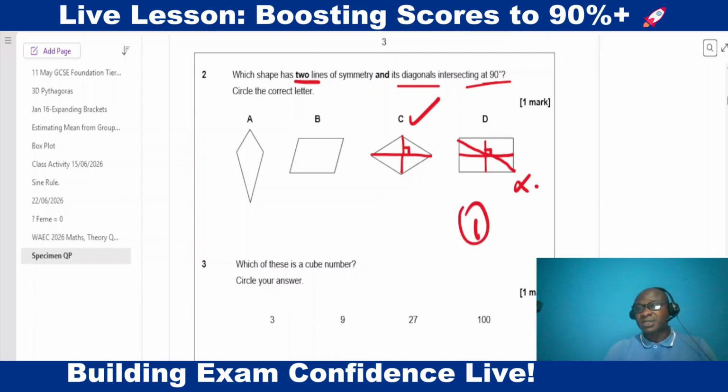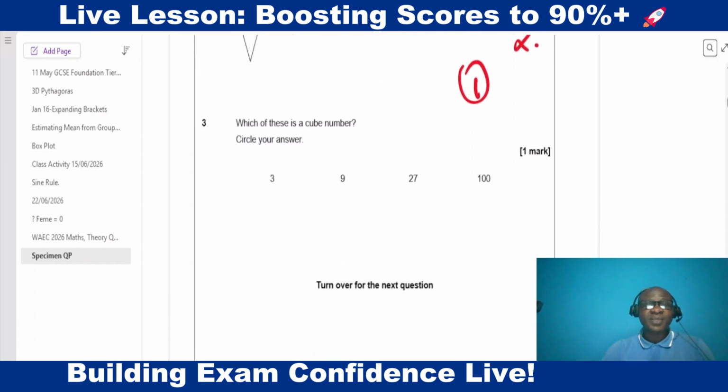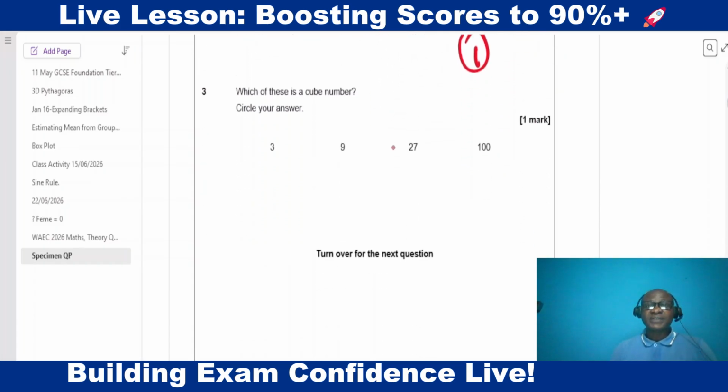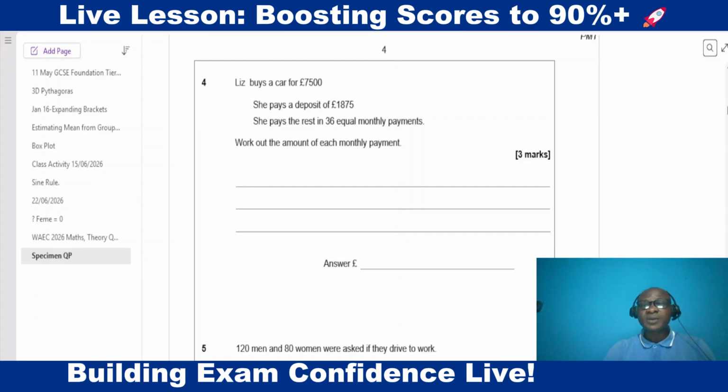I hope the explanation is okay. Number 3. What did you get? 27. 27 is correct with 1 mark. That is a cubic number. Next question is number 4.